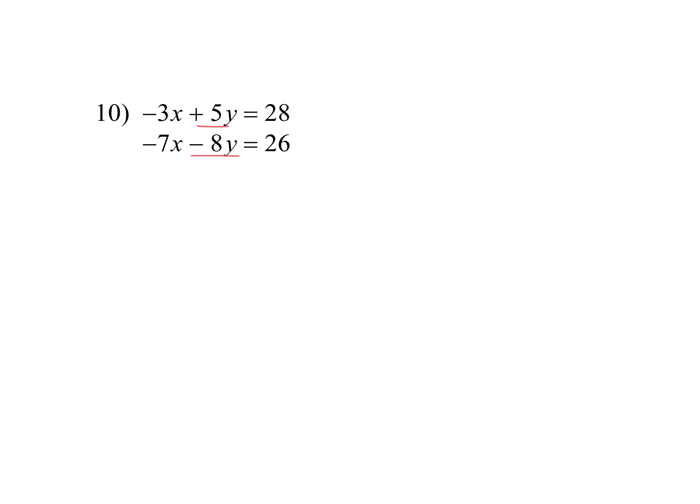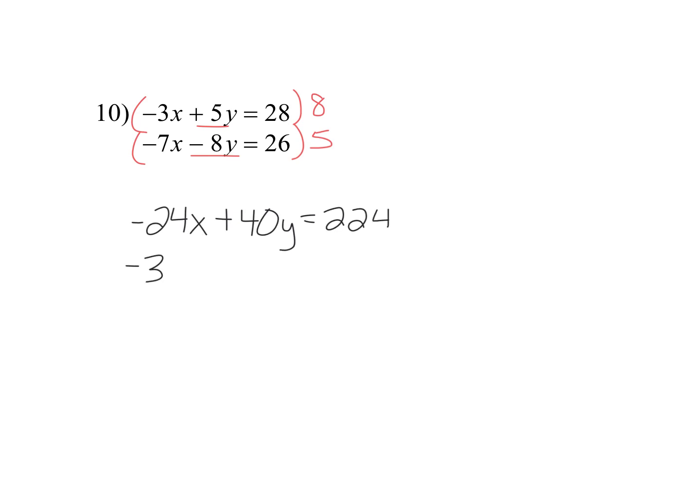Okay? So what am I going to multiply the top equation by if I'm choosing y? I'm going to multiply it by each other. So I'm going to multiply it by 8. What am I going to multiply the bottom one by? 5. Good. Okay, so go through, distribute all of that. So we have negative 24x plus 40y equals, then we have negative 35x minus 40y equals 130.